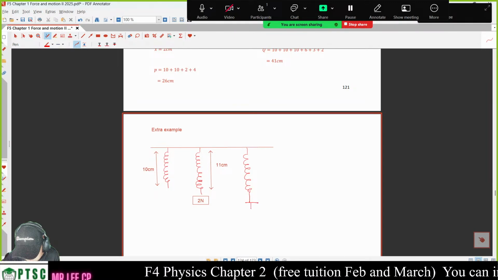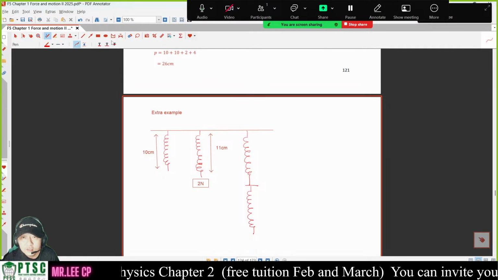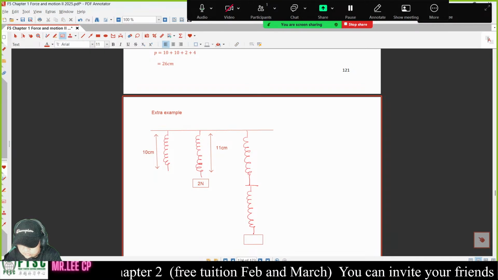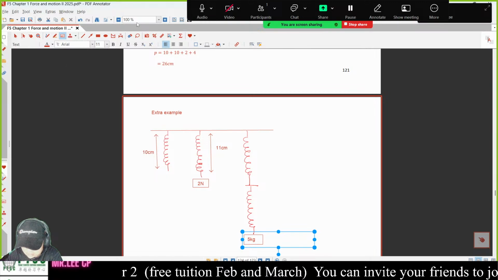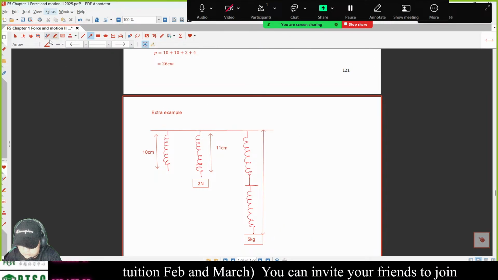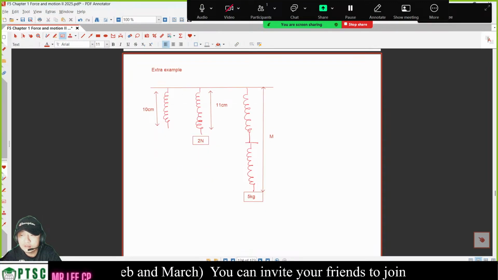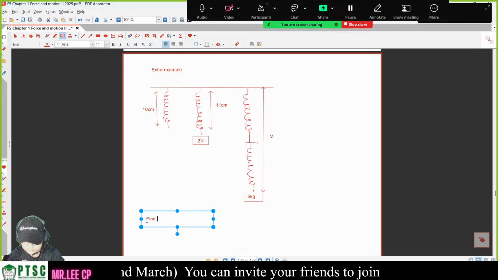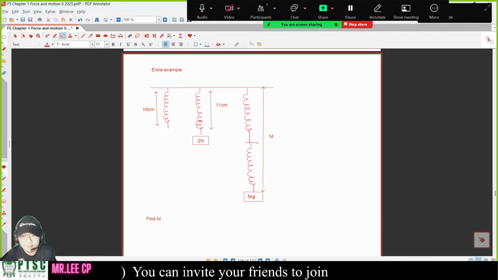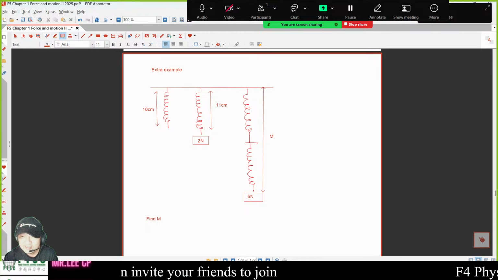One spring. Okay, so I hang 5 kg. How much it will be? Find this one. For example, this one is called M. Find M. My question is find M. How long is this M? Not 5 kg, 5 Newton. I'm sorry. What am I doing? This one how long?